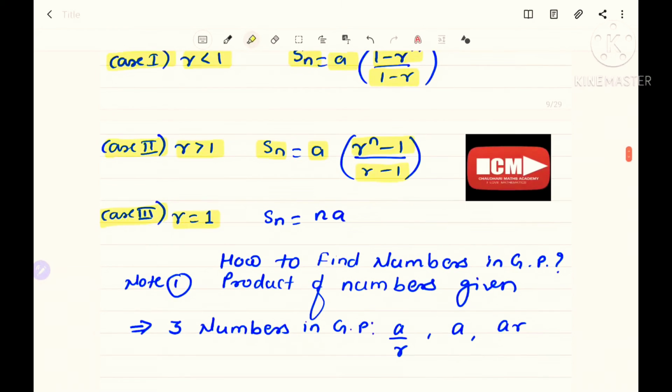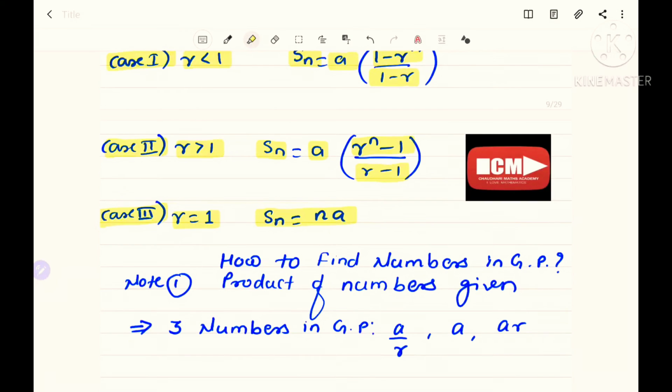Case number 3 was something different that we discussed in the previous video. What if the ratio is 1? If the ratio of successive terms remains 1, then the entire sequence includes only one type of number, like 5, 5, 5 and 5. Then and only then the ratio is equal to 1. In that case, if you want the sum of n terms, please use this formula: Sn is equal to n times A.